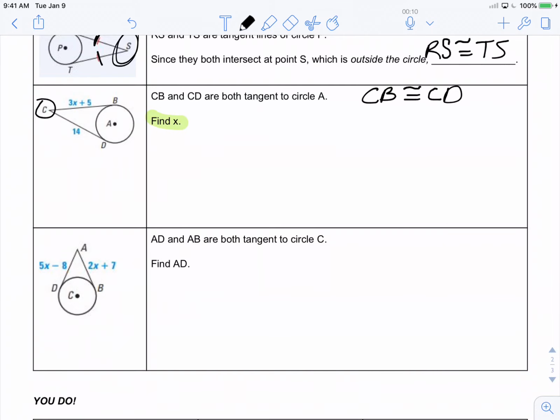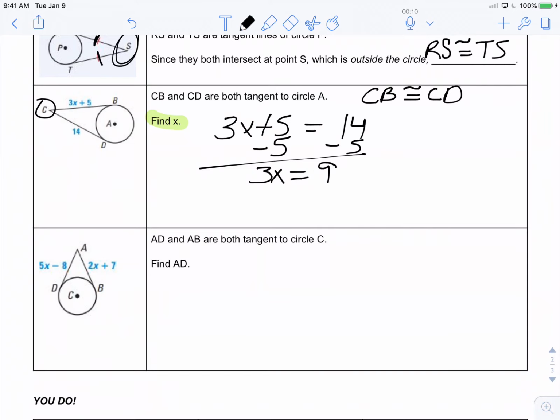So if CB is congruent to CD, then I know that 3X plus 5 has to be equal to 14. So I want to find X. That means I need to isolate this part. In order to get that by itself, I want to do the opposite of adding 5 by subtracting 5. That gives me 3X equals 9.